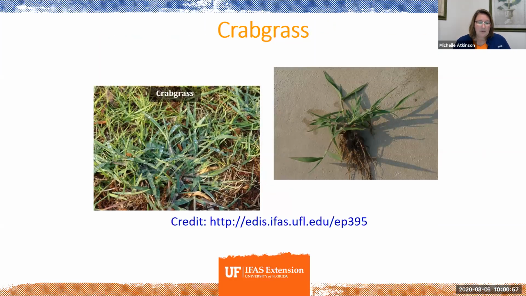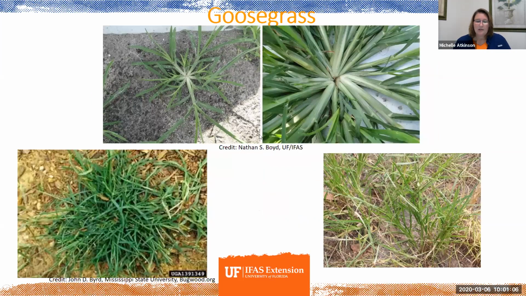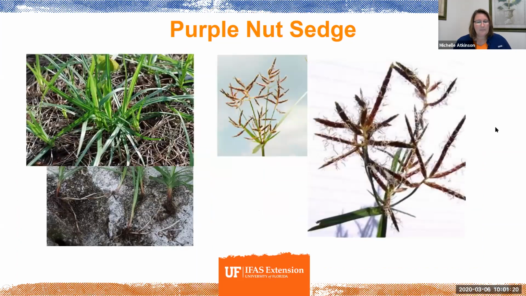Crabgrass, just know how to recognize crabgrass, one of those sprawling grasses. And then goosegrass. When goosegrass gets mature, it gets white down at the center and kind of flattens out. But when it's young, look at this photo here, when it's young, it doesn't look quite the same. So know how to recognize that.